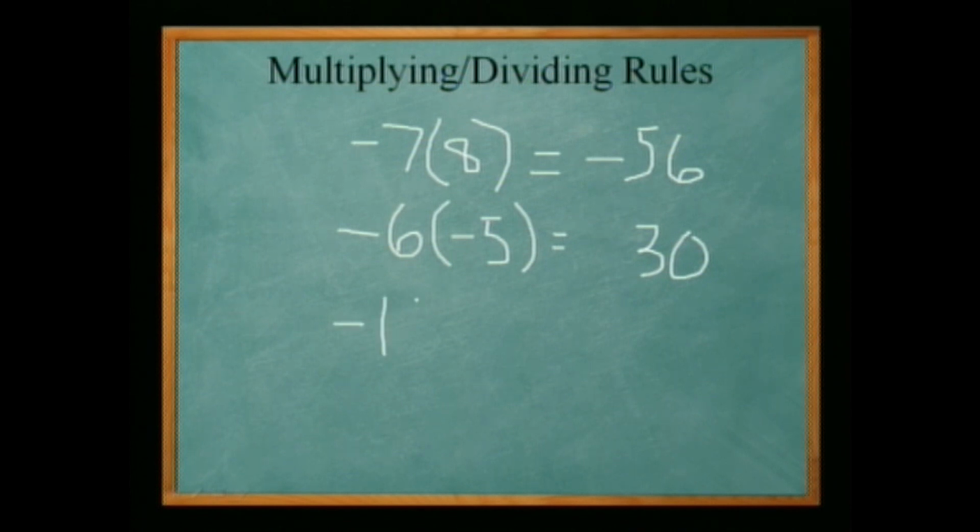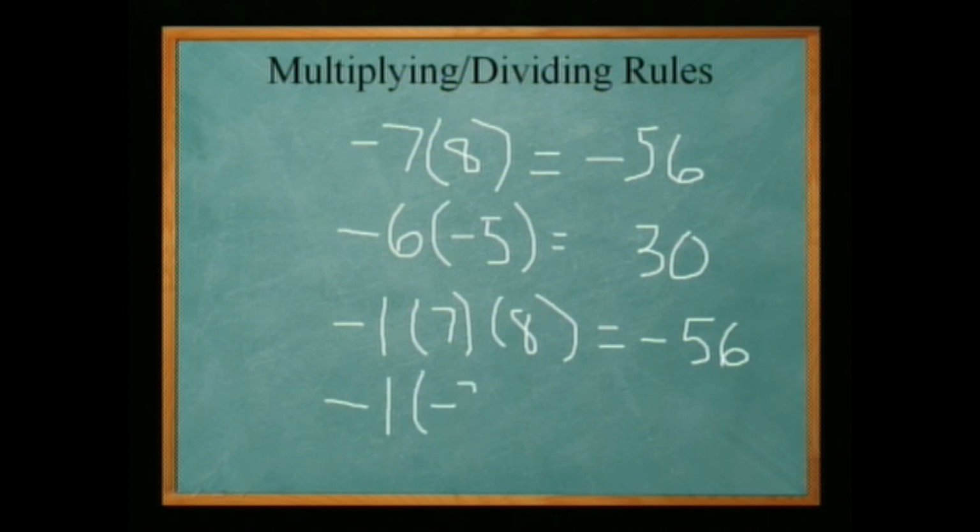Now if I have negative 1 times 7 times 8, 7 times 8 is 56. 56 times 1 is still 56. And I have one negative, so the answer is going to be negative. If I take negative 1 times negative 7 times 8, I know that's going to be 56. And I have 2 negatives and they cancel each other out to give me a positive 56.